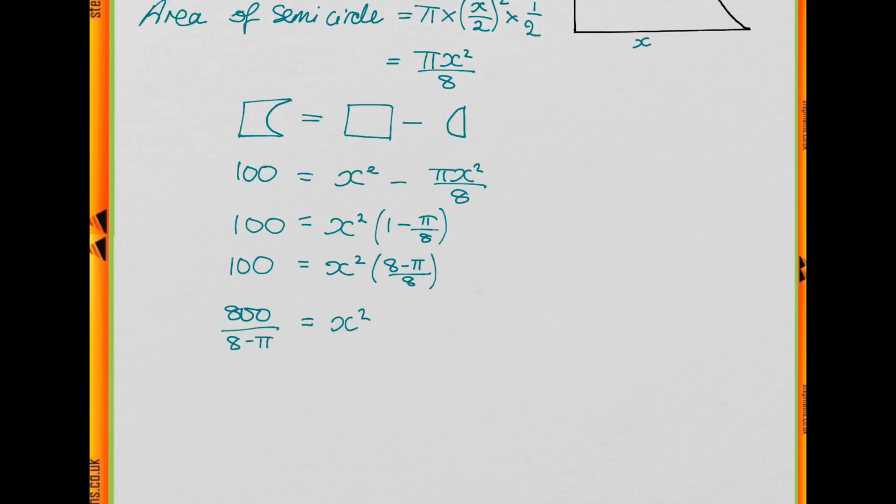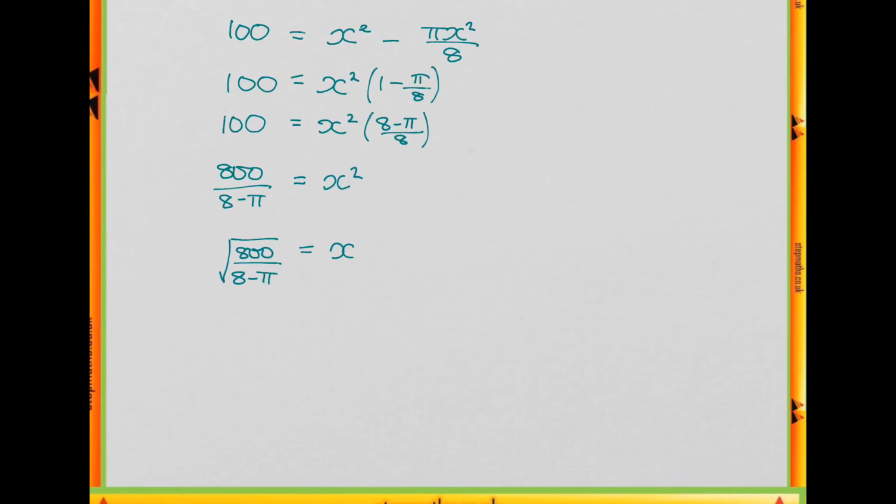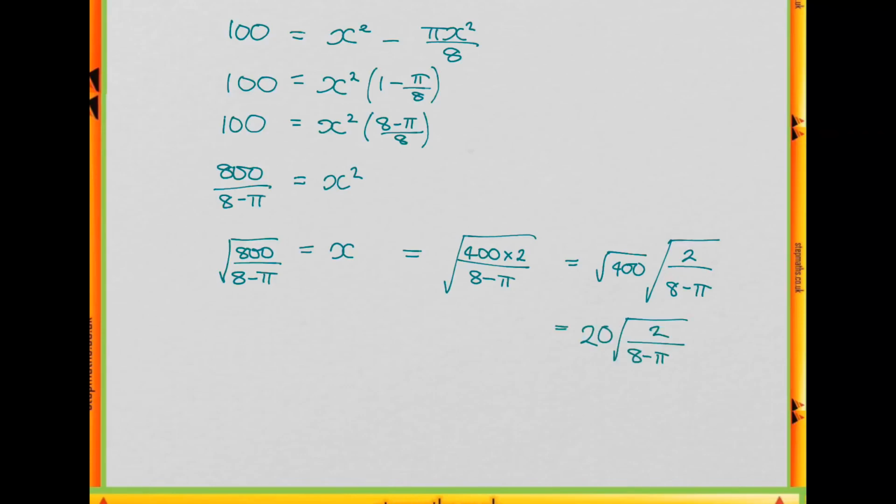So what we do is we multiply it by the 8, divide through by the 8 minus pi, and then we're going to square root the whole thing. But notice we can simplify this down a bit. 800 is just 400 times 2, and the square root of 400 is 20. So we get 20 times root 2 over root of 8 minus pi, and so our answer is A.